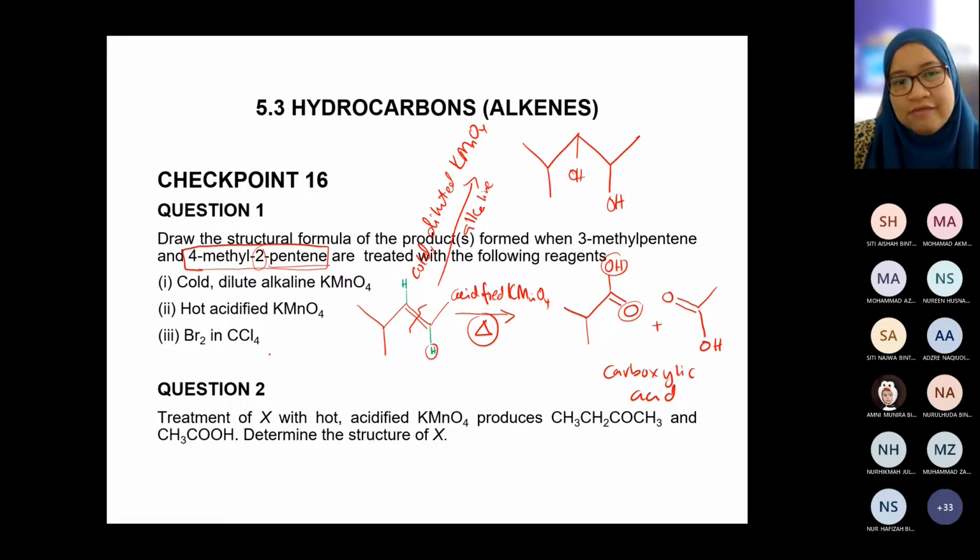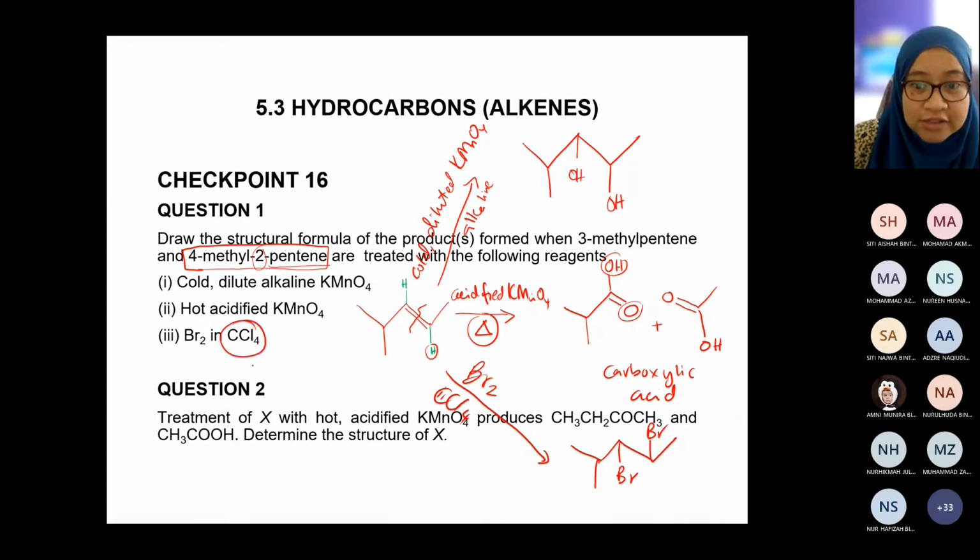Br2 in CCl4. Mana nak buat ni? Buat bawah ni. Br2 in CCl4. Okay, this is very simple. This is halogenation. So draw 1, 2, 3, 4, 5. Always recount balik. So dia akan letak Br dekat sini. Inert solvent eh. This is inert solvent, so maksudnya dua-dua should be Br, bukan satu Br, satu OH. No, because dia in inert solvent. Siap.